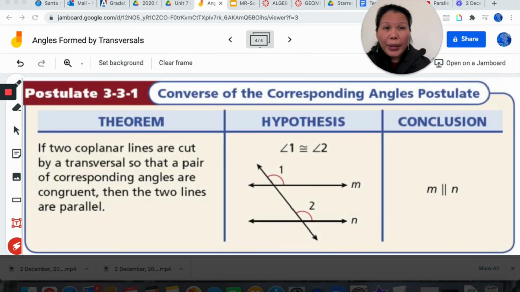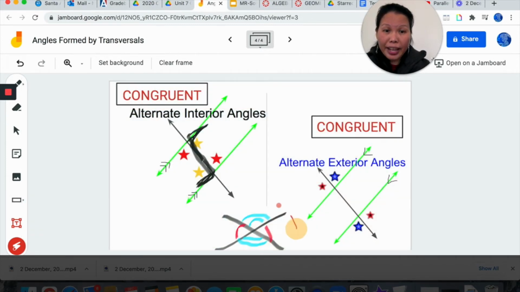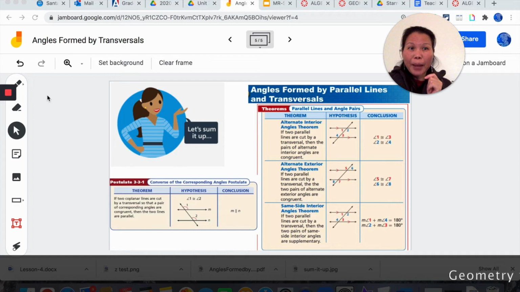The only time we're not talking about parallel lines are vertical angles, and yes, they are still congruent, but we don't need them to be parallel. Let's sum it up in the way that I said it earlier.